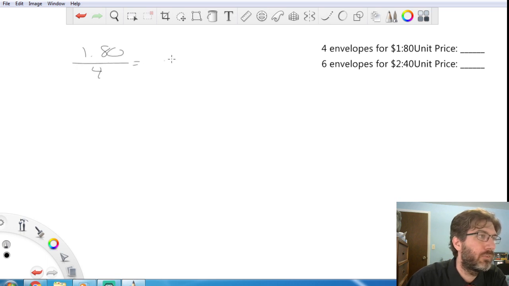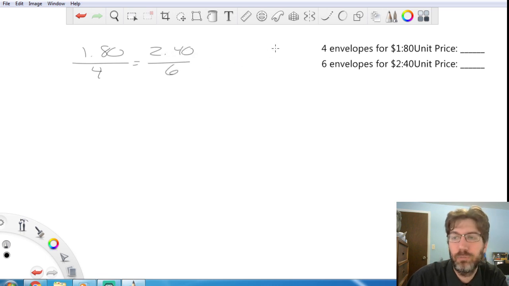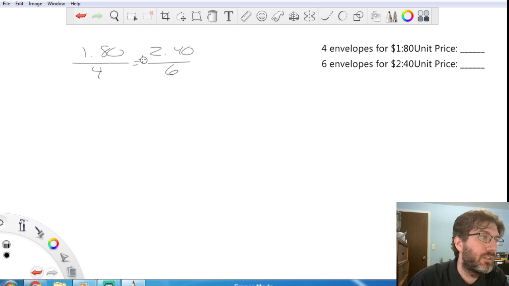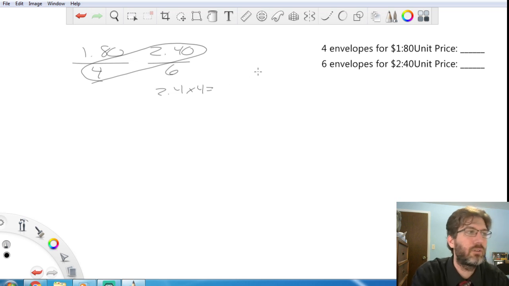Here you're looking at $1.80 for 4 envelopes. Is that equal to $2.40 for 6 envelopes? They are not. We're still doing number one. I'll just look at it with cross products if you want to look at it this way. It will tell you the better buy, but it's not going to tell you the unit price. When you do cross products, these really aren't equal. You're just assuming they're equal, so you can cross multiply. So 4 times 2.4, and again, you're sticking with this side. 2.4 times 4 is 9.6.